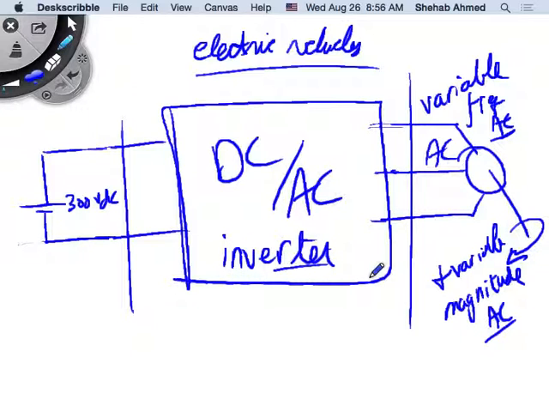Okay? And this one, the input would be DC and the output would be three-phase AC. We will study that in chapter 8, right? So we will study all these topologies, examples of all these topologies, in the different chapters.